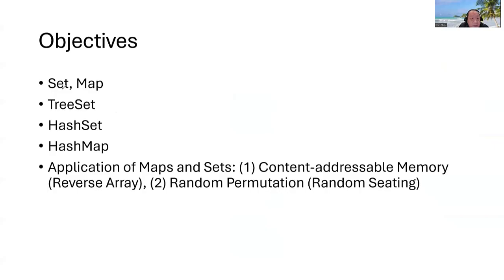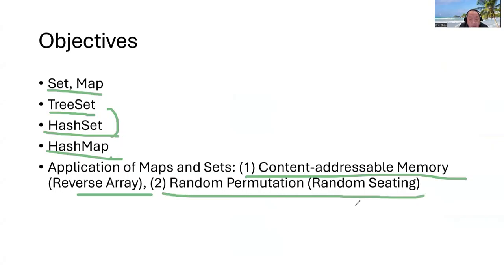So this chapter we cover set and map, and teach you what a tree set and hash set are. These are two kinds of set. A map also has a tree map and hash map. And then this also contains adjustable memory, reverse array, random permutation, random seeking. These are different applications for set and map.